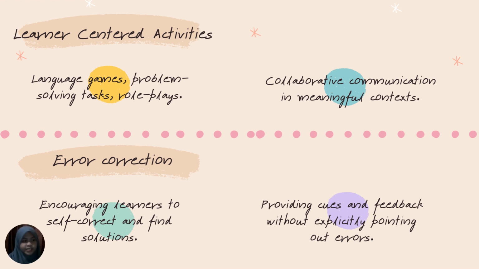In the silent way, error correction is a delicate process. The teacher provides minimal intervention, allowing learners to self-correct whenever possible. They guide learners by providing cues and feedback without explicitly pointing out errors, encouraging learners to become more aware of their mistakes and find their own solution.